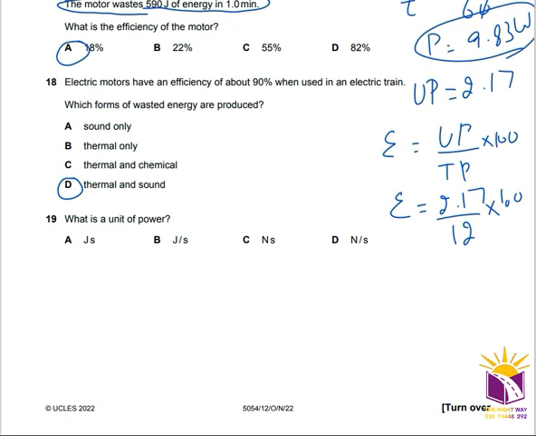What is the unit of power? Power is equal to energy by time, where energy's unit is joule and time unit is second. So it will be joule per second.